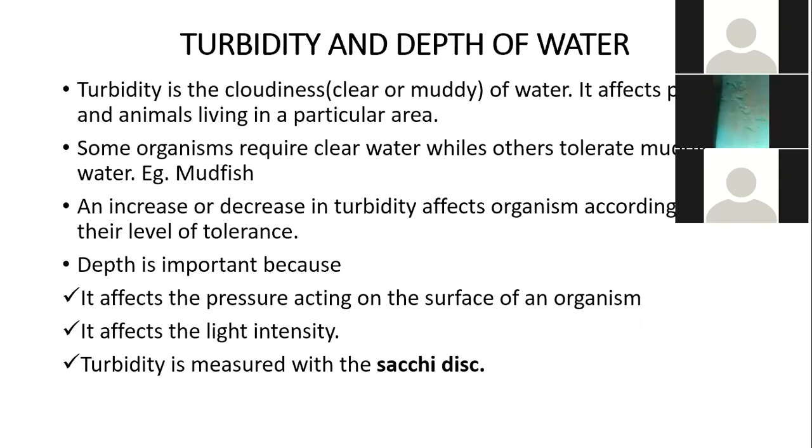Now, an increase or decrease in stability affects organisms according to their level of tolerance. So, as I compare to students in class, we have organisms living in a water body. There are lots of organisms living in a particular area. We have organisms that are spaced out. You find them one by one in the water. That is how they are suited, that is what they like. That is their tolerance level. You have those that can't live apart, but are crowded at a particular locality. So an increase or decrease in stability, that is cloudiness, clear or muddy, affects organisms according to their level of tolerance, what they are best suited for.